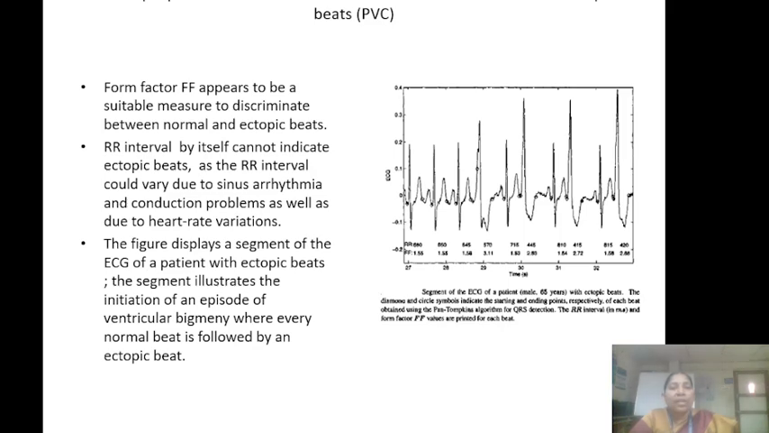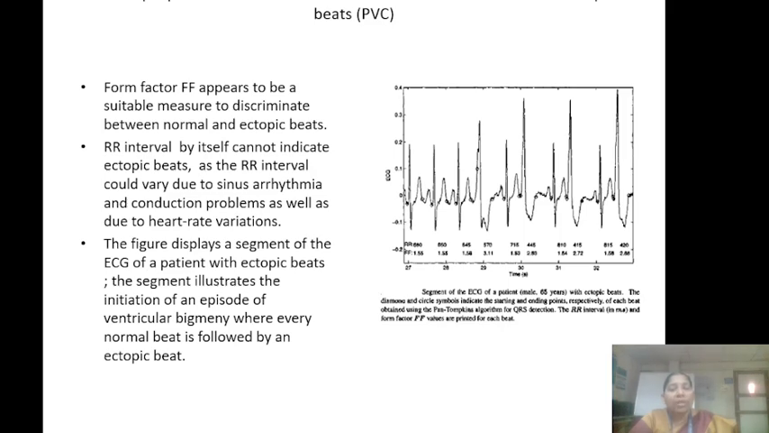In the case of ECG, two different features are used for classification. One is form factor, another is the R2R interval. Form factor is calculated using some mathematical expressions, which I will show you in the forthcoming slides. Form factor is a very suitable measure to discriminate the normal and the ectopic beats.